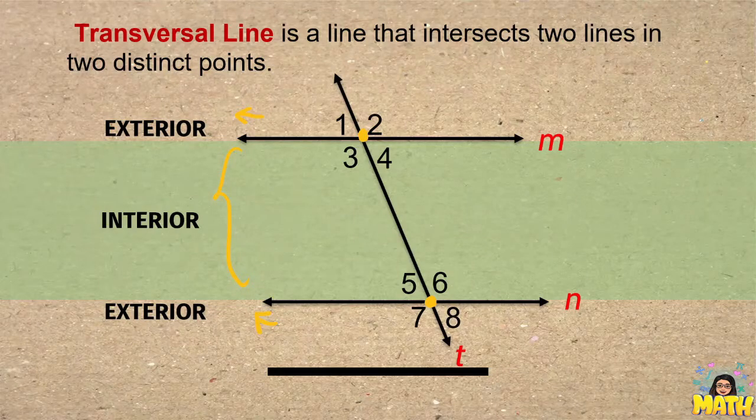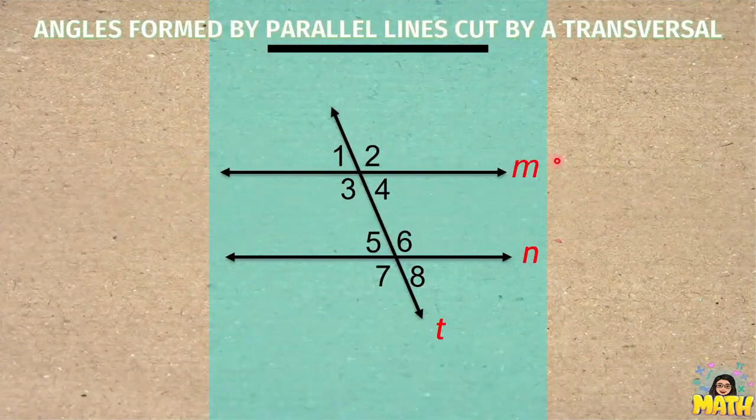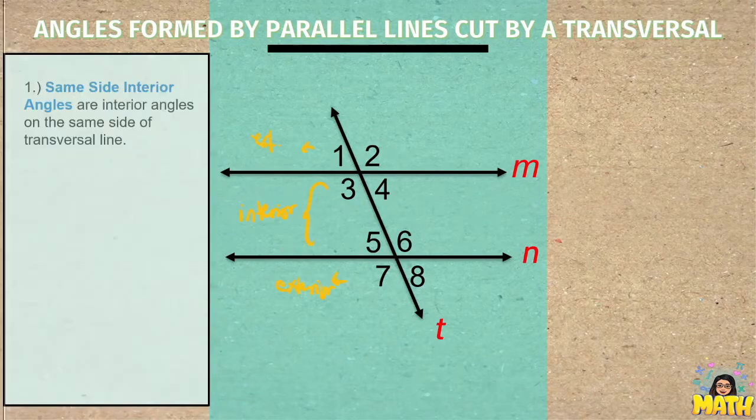So ano nga ba itong mga angles formed by parallel lines cut by a transversal? We still have the same figure wherein we have lines M and N parallel to each other, and they are cut by a transversal line T. From there, we have formed 8 angles here. So the first angle formed is what we call the same side interior angles. These are interior angles on the same side of the transversal line.